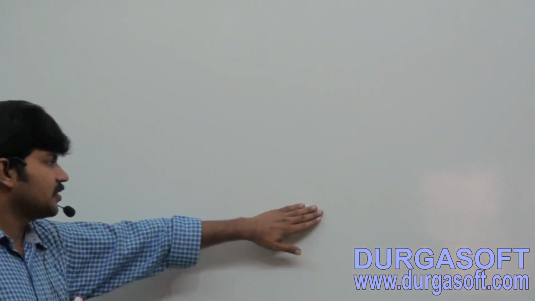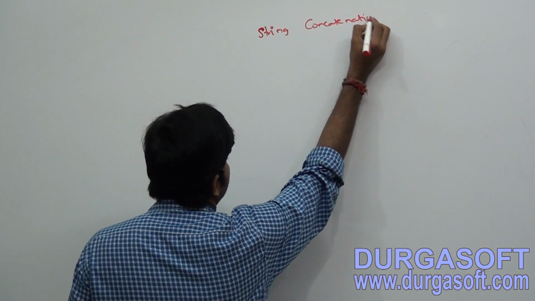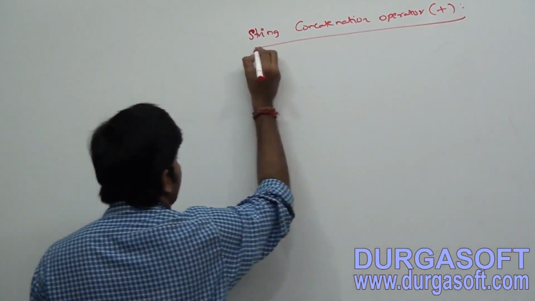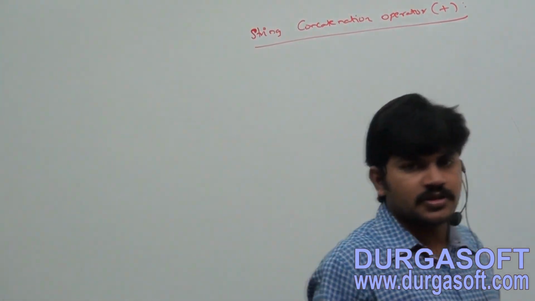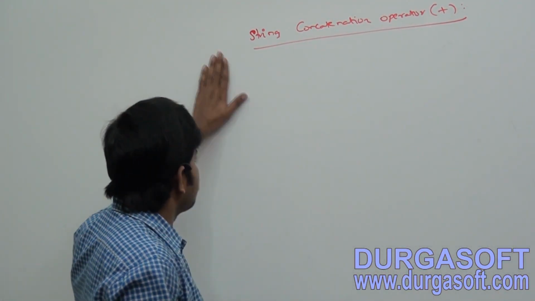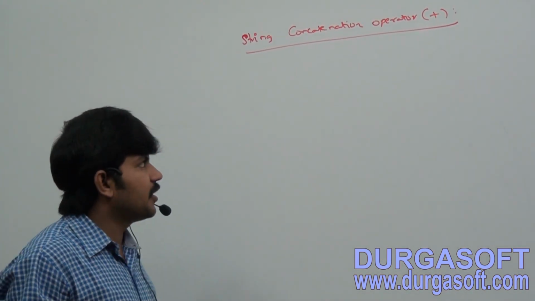So in the last session we covered arithmetic operators and increment and decrement operators. Now the next terminology we will study is the string concatenation operator, which is the plus symbol. Okay, now the first point, make sure you are all aware of this clearly.